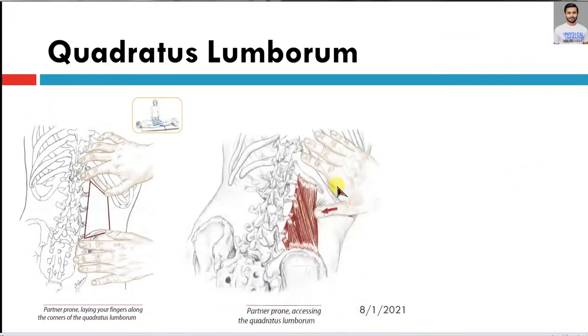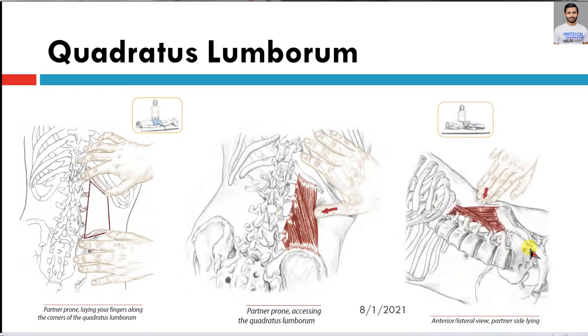This is the original insertion area, and it is a lateral muscle, one on each side. If you look at how this muscle is sandwiched, you can see the transverse processes, the inferior border of the floating ribs, and then the iliac crest. So this is the quadratus lumborum muscle, and you can easily palpate it in the prone lying or even in the side lying position.